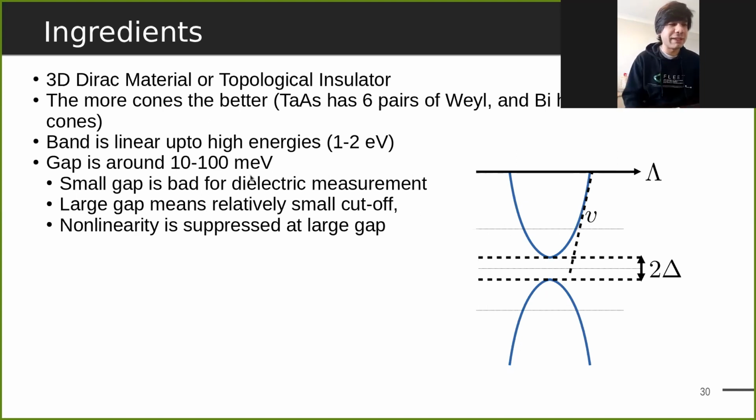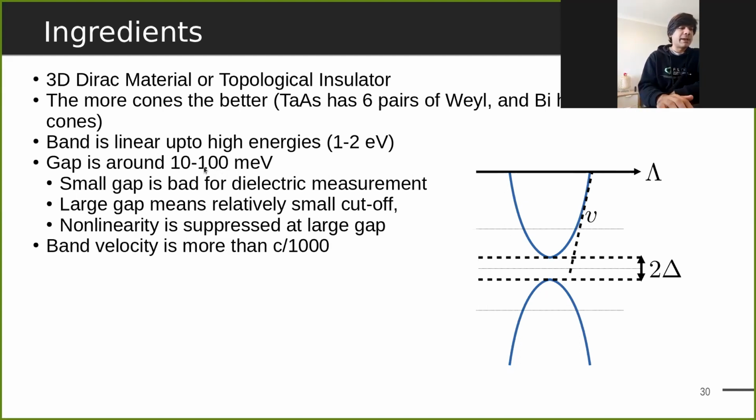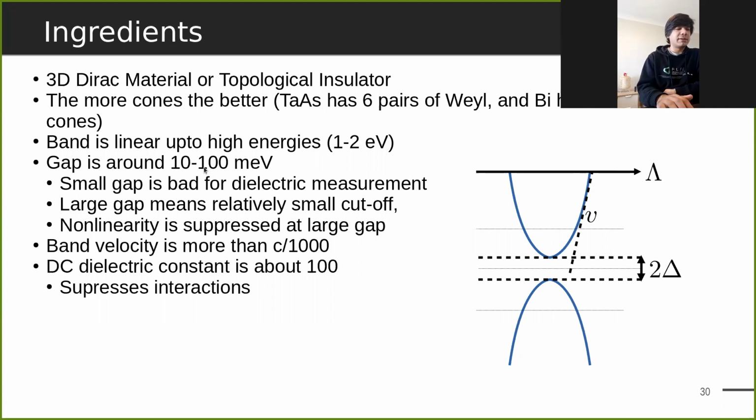We have a bunch of gate tunable systems where you can achieve these numbers. And also, of course, if you say that I'm going to do only magnetic measurement, you can do it on Weyl and Dirac semi-metals, and the gap can be 0. And band velocity should be large, and DC dielectric constant should be about 100. Otherwise, you run into some theoretical problems due to electron-electron interaction.